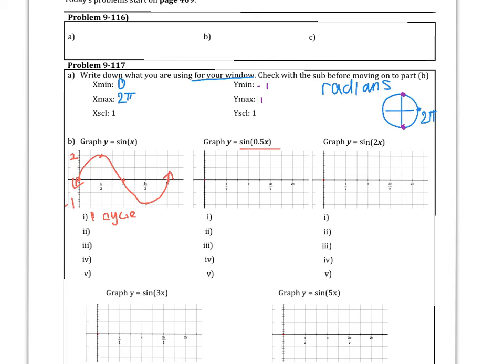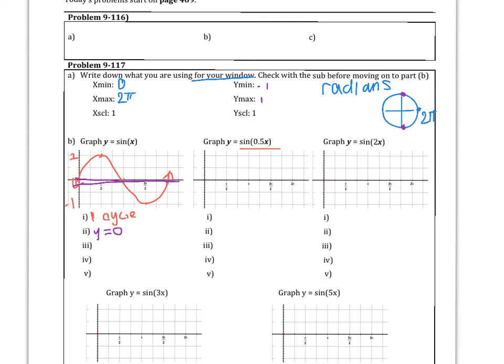Part 2 is asking the midline. That's the horizontal line of the graph, or the line that it's asking for the equation of the line that's in the middle of that. So that equation is just y equals 0. Part 3 is asking for the amplitude.